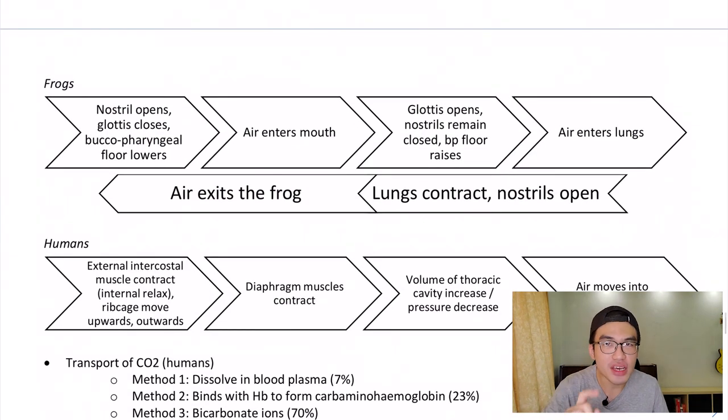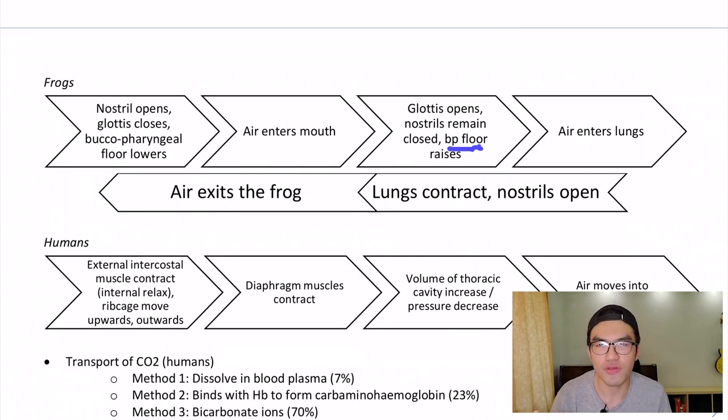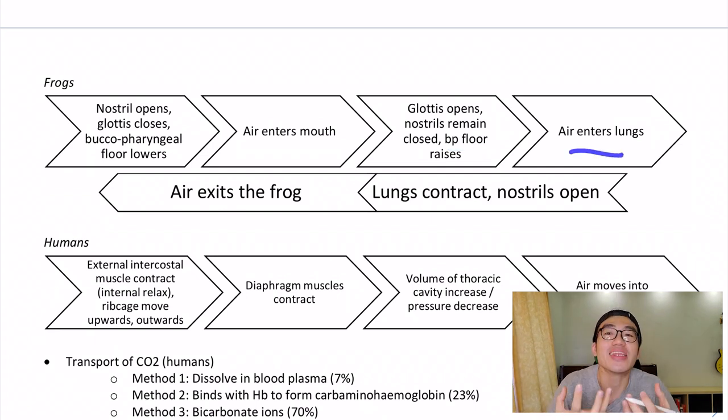So frogs, frog is a bit funny because exhalation and inhalation is a bit different. So inhalation is a two-step thing. They will inhale into their mouth and then into their lungs. So nostril open, glottis close. Nostril is this, okay, the glottis is the throat, they will close. Buccopharyngeal floor, which is the buccal floor, same as your fish, they will lower, air will enter the mouth. And then next is to push air from the mouth into the lungs. So glottis, this throat will open, the nostril will remain closed. Okay, they'll close their nose here. Okay, the buccopharyngeal floor, they will raise, and then the air will enter the lungs. So one, two. Okay, it's a two-step thing.